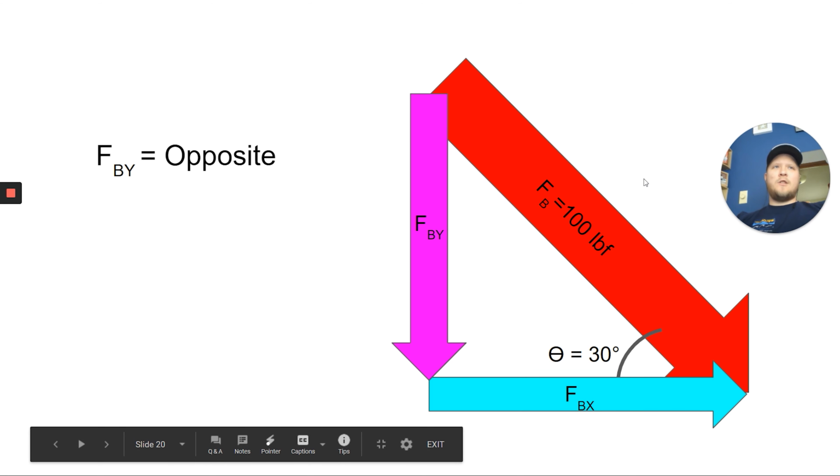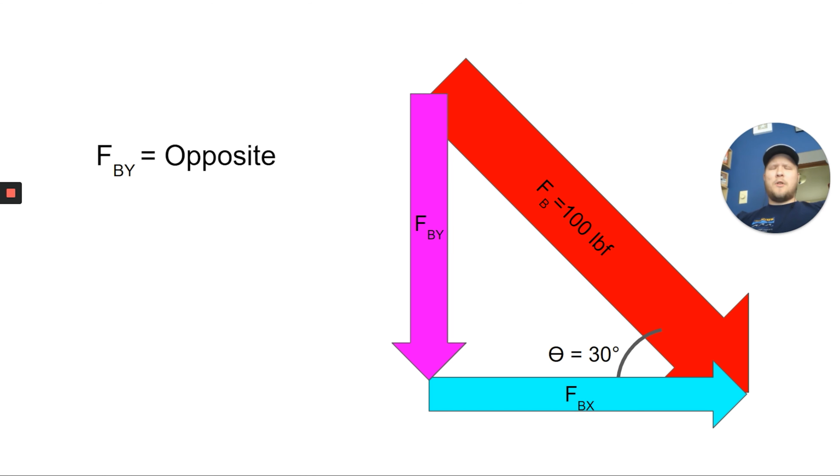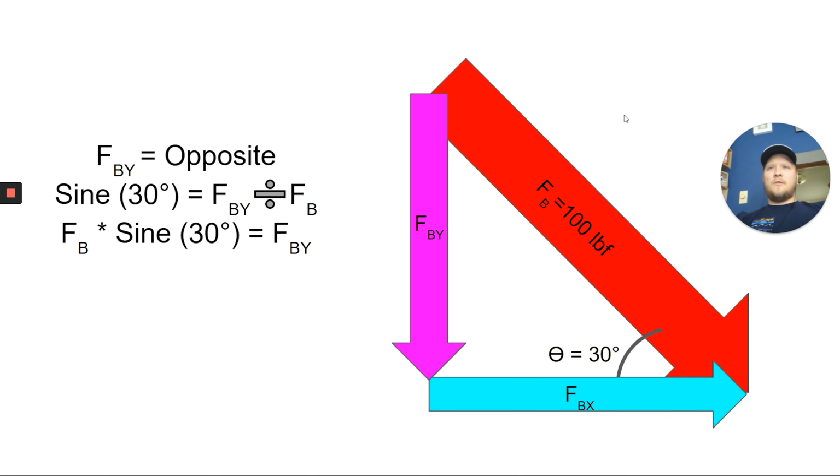So I know that I have my hypotenuse, I have my angle, I'm looking for the opposite, so I can use sine. Sine of the angle is equal to my opposite over my hypotenuse, so SOH. So I translate that to sine of 30 degrees equals FBY divided by FB. Substituting, rearranging to solve for FBY on its own.